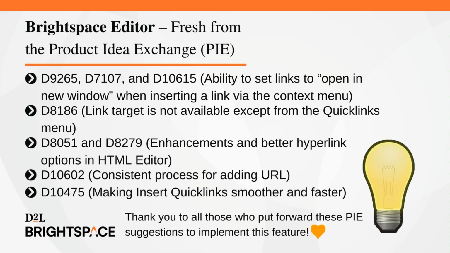The Brightspace Editor feature implements the following PI items: D9265, D7107, and D100615. Ability to set links in Open in New Window when inserting a link via the context menu. D8186. Link target is not available except from the Quick Links menu. D8051 and D8279. Enhancements and better hyperlink options in HTML editor. D100602. Consistent process for adding URL. And D100475. Making insert quick links smoother and faster. Thank you to all those who put forward these PI suggestions to implement this feature.